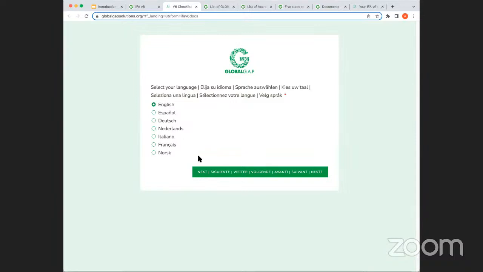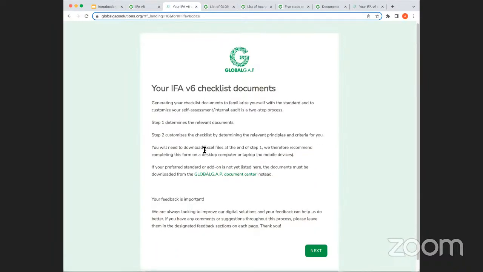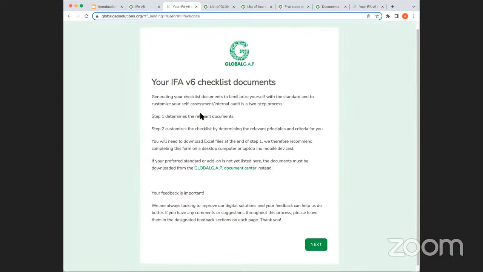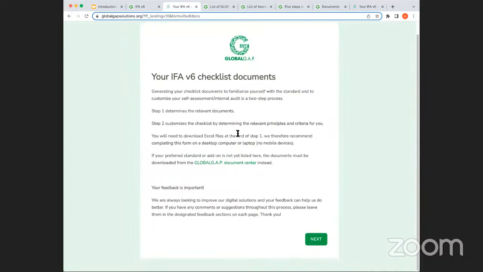So I select your language, English there. I click next. So they tell you 2 steps. Step 1, determine the relevant documents. Step 2, you can customize the checklist based on the principles and criteria that are applicable to you. So if I scroll down on this page, let me just move this out of the way, sorry.